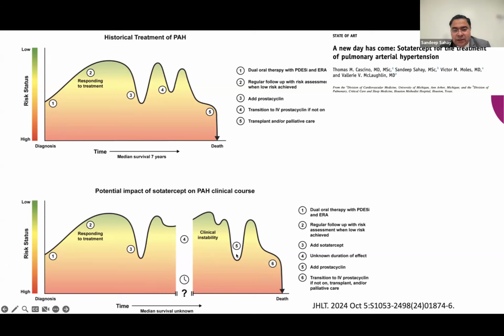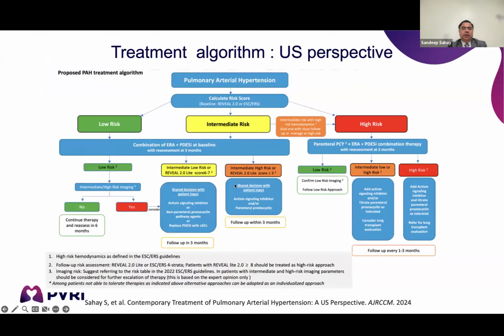And then again, as the disease progresses, at number 5, you can add prostacyclin, and then you could see how patient respond and transition. And if things still do not work out, maybe transplant or palliative care. But again, for number 5 and number 6, we do not know when that time will arrive in a natural progression of the disease. If we start Sotatercept earlier in these patients, we were a little unsure at this time, but this was more for what we thought could be the impact on the treatment and the survival.